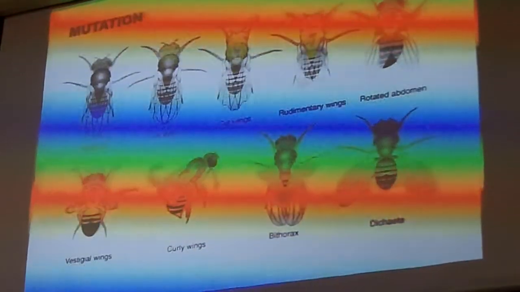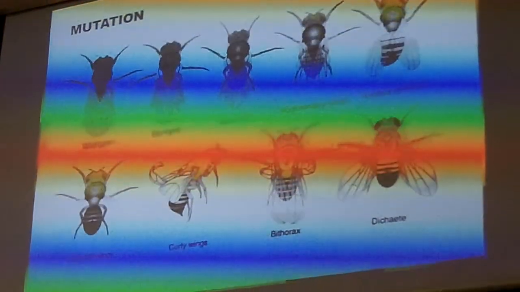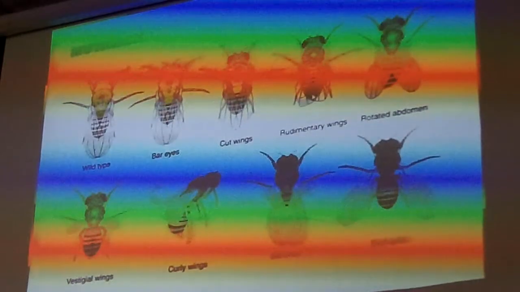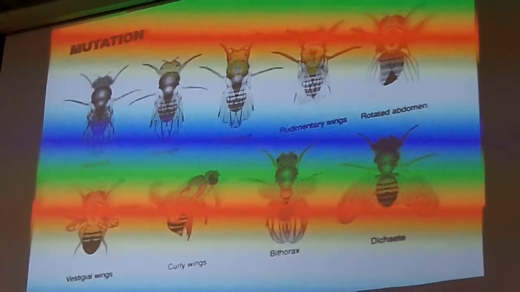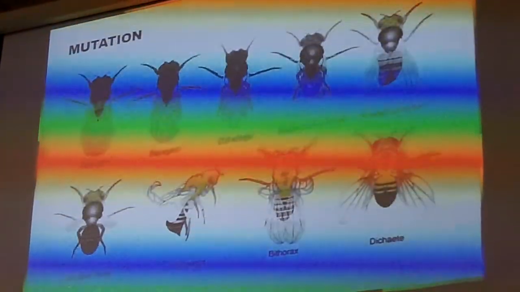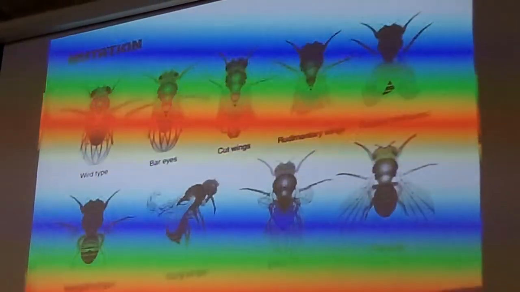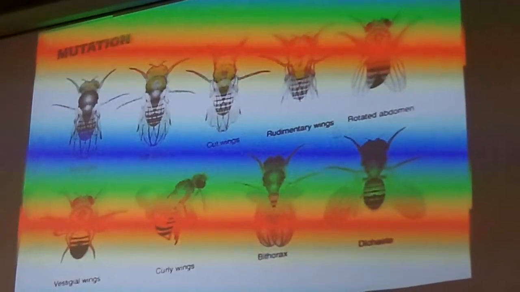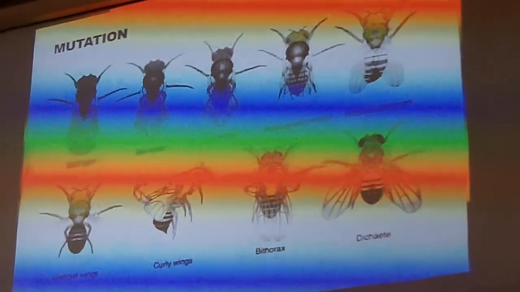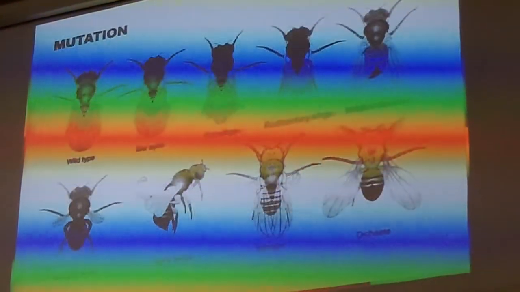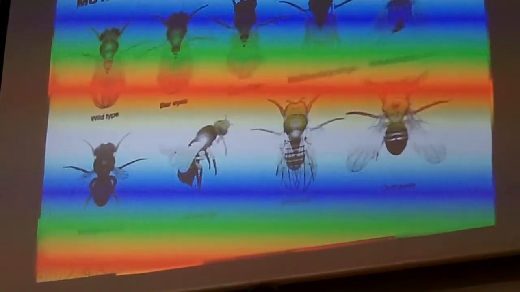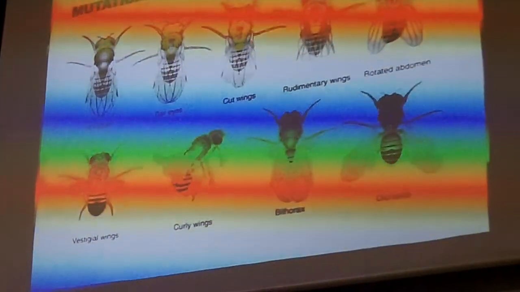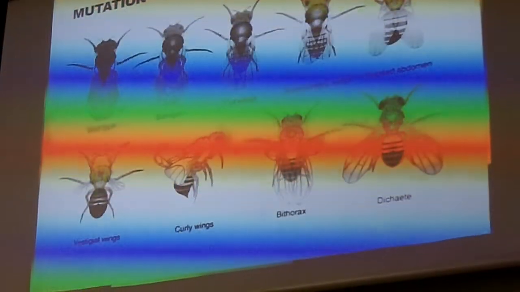Cut wings. Look at the back of the wings is different. Rudimentary wings are real small. They're not real small, but they're smaller than the wild type. Rotated abdomen. Look, it's like a curved butt. There's the vestigial wings. That's a recessive trait. Those can't fly at all. Curly wings. Look at the curly wings. Aren't those cool? You like to have curly wings? They don't seem very effective.